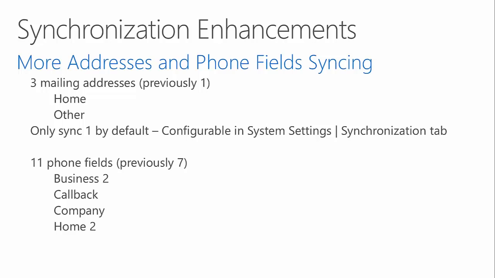Likewise, for the phone fields, previously we synchronized 7 phone fields. Now we synchronize 11. So the 4 new ones that we added are Business 2, Callback, Company, and Home Phone. And these are automatically all going to synchronize. You don't have to turn this one on in the configuration in the system settings.